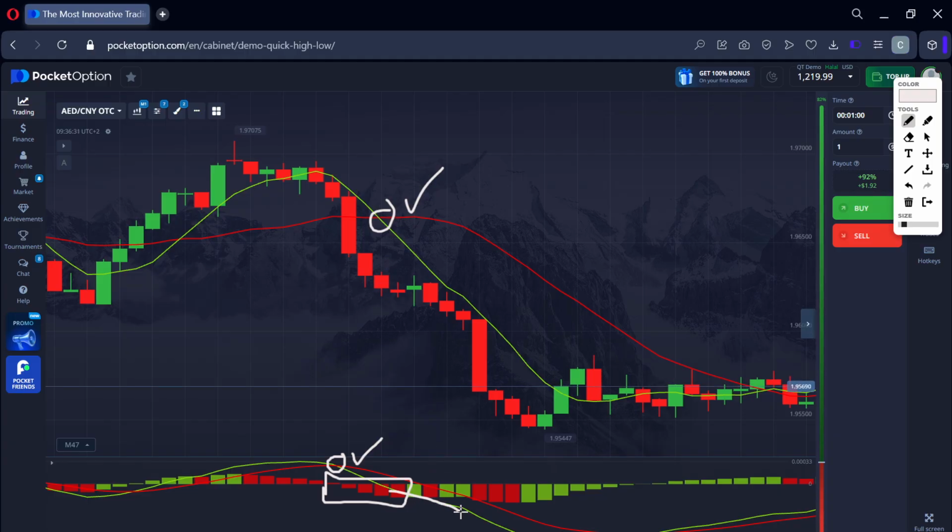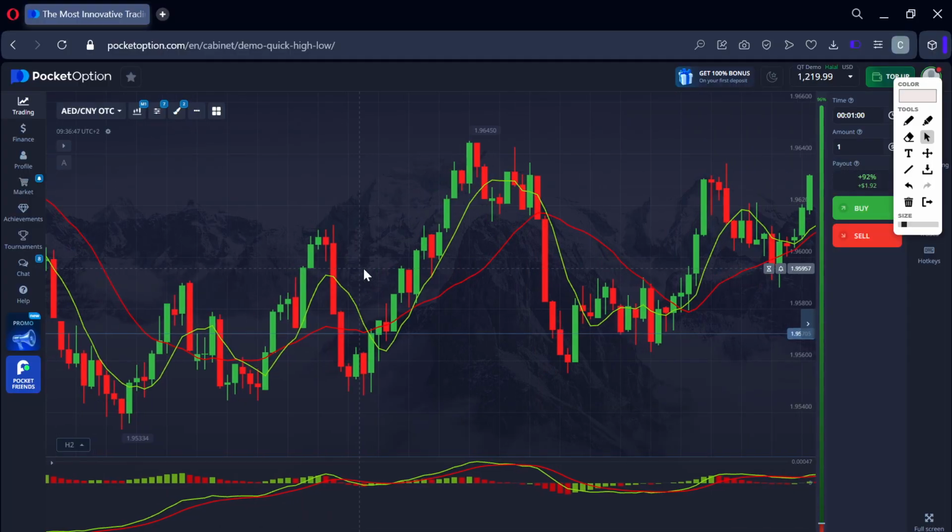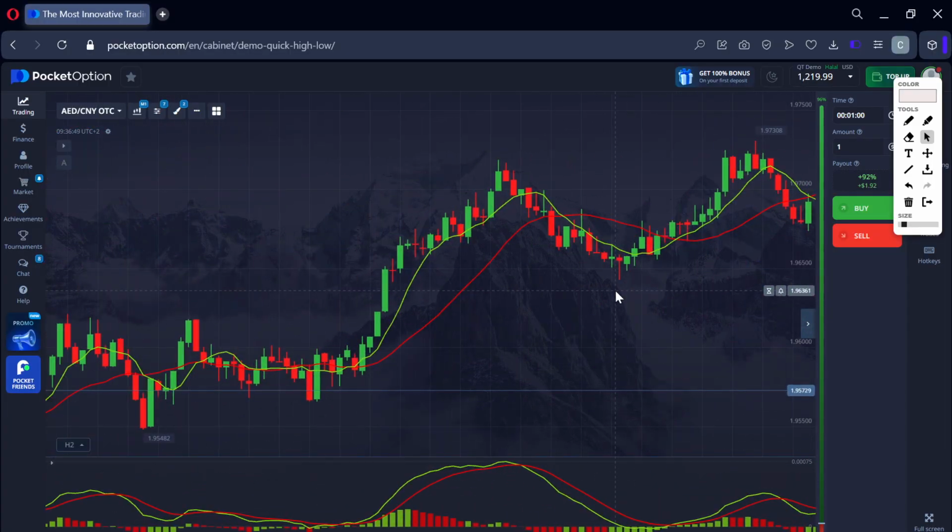Now, because the MACD line is angling downwards and also the green line is angling downwards, this gives us a clear opportunity to take sells. And you can see we got plenty of red candles over here. Let's do a buying example. Let's get a nice one, and then we'll end it there.